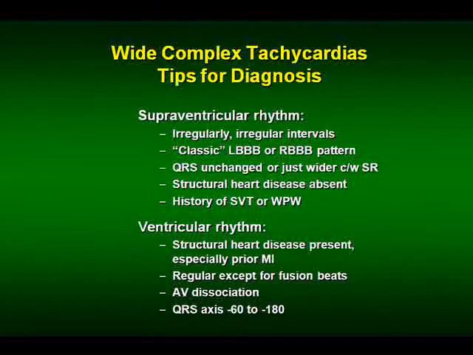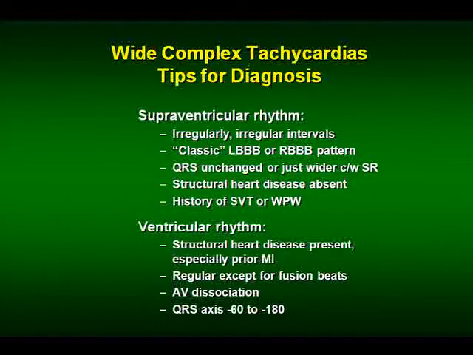It's likely to be a supraventricular rhythm if it's irregularly irregular. If you have a classic left bundle or right bundle branch block, now that's assuming that you recognize what a classic left bundle or right bundle is. If you look at the normal cardiogram and the QRS is either the same or it's just wider, it's probably a supraventricular arrhythmia. Supraventricular arrhythmias are more common in people with structural heart disease. So if you don't have a history of heart disease, think supraventricular. And obviously, if you have a history of another supraventricular arrhythmia and you develop a wide complex rhythm, it's probably going to be that.